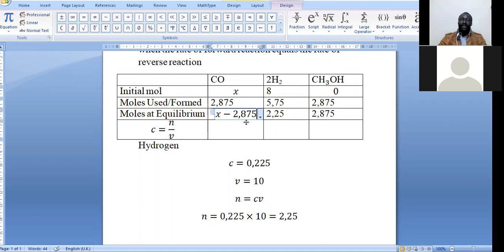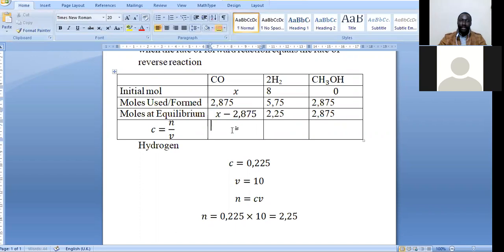All right. Now comes the concentration. How about the concentration? Well, the concentration of hydrogen was already given for us, right? It's what we used here. So we just write it down here, and that is 0.225, like that.